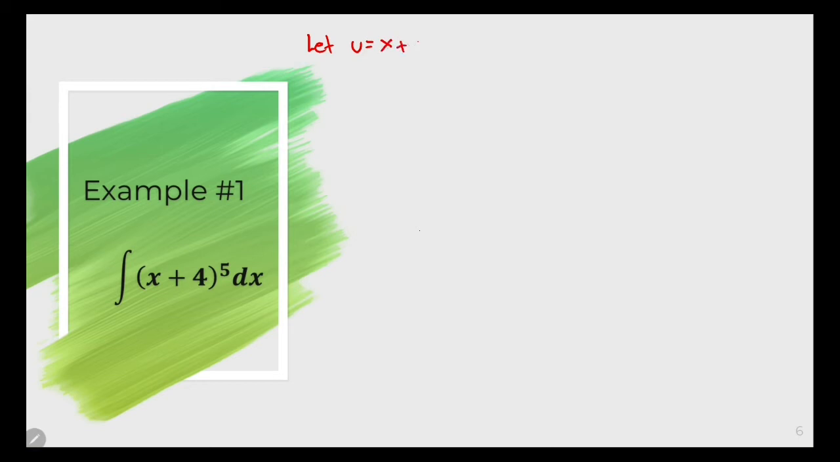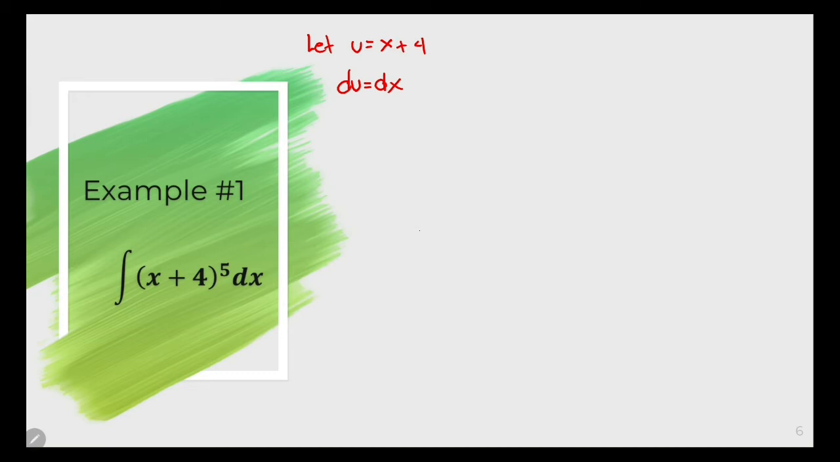The second step is to find the derivative. The derivative of u is your du. The derivative of x plus 4 is 1 dx, which is equivalent to dx.